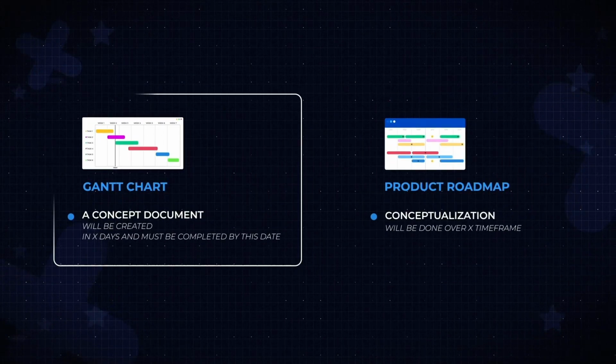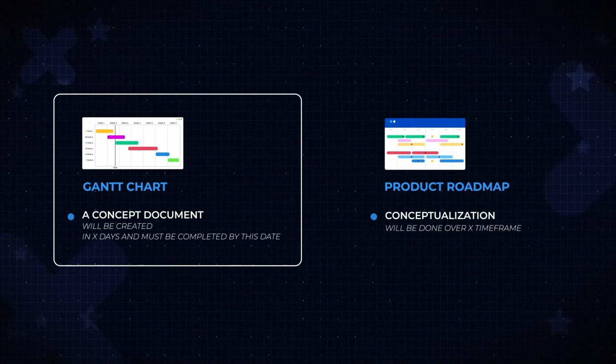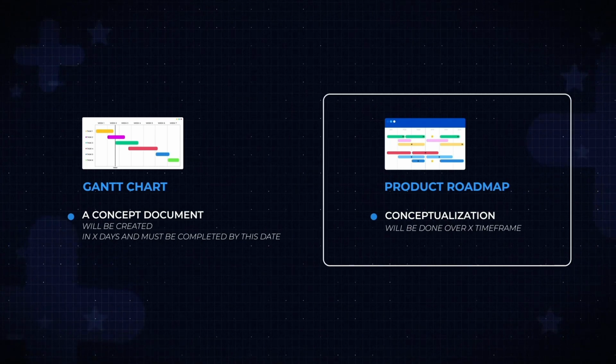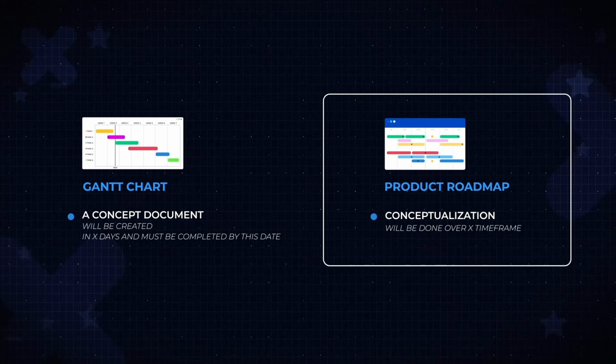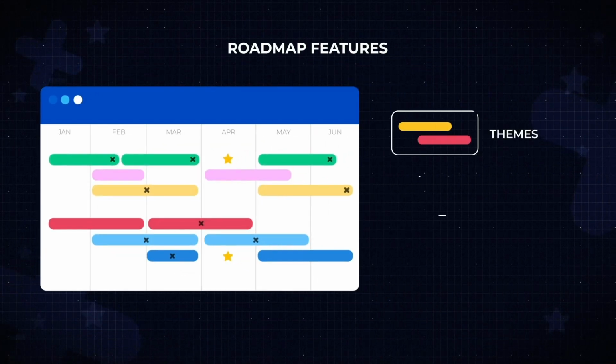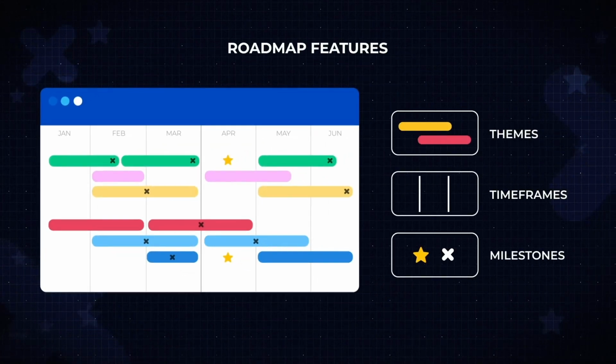Whereas a Gantt chart shows what team must complete what work and in what order, basically how the product should be completed, a roadmap shows the why of the product, explaining the strategic thinking behind it. So, what should you include in a roadmap? The main components of the product roadmap are themes, timeframes, and milestones.